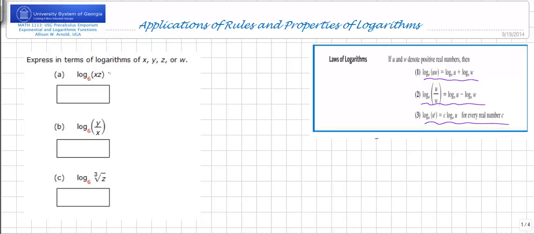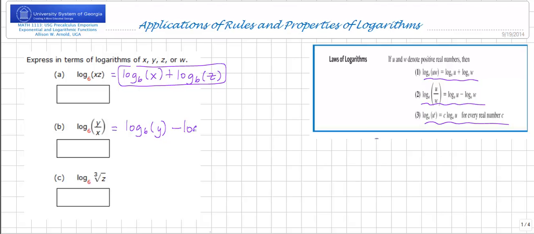Now, the question I have in front of me is express in terms of logarithms of x, y, z, or w, meaning express single logarithms broken out. So log base 6 of xz would be broken into log base 6 of x plus log base 6 of z. So individual logarithms here. Log base 6 of y divided by x would be log base 6 of y minus log base 6 of x using the second rule of logarithms.